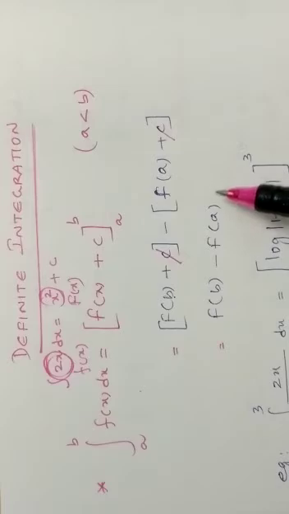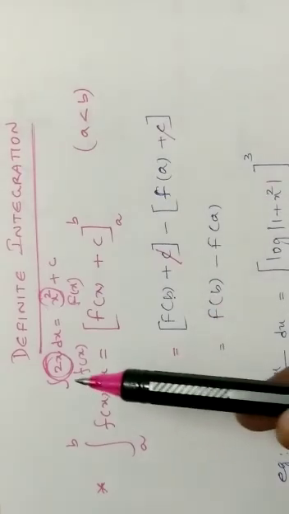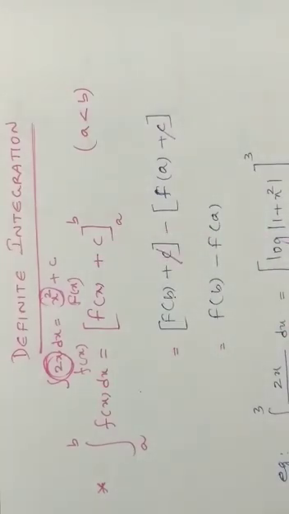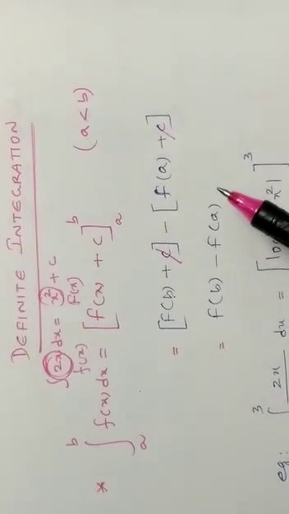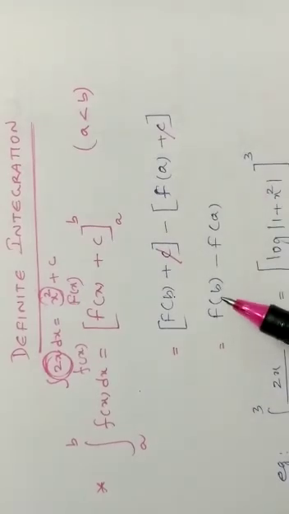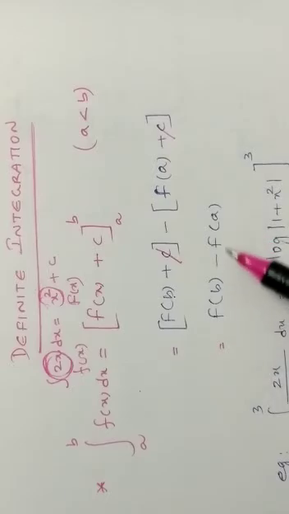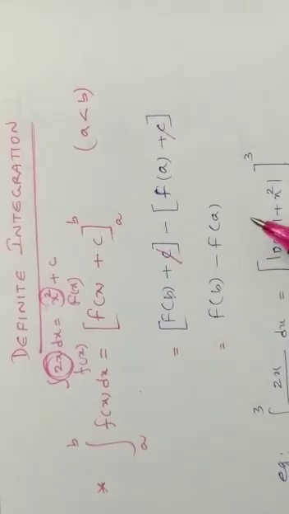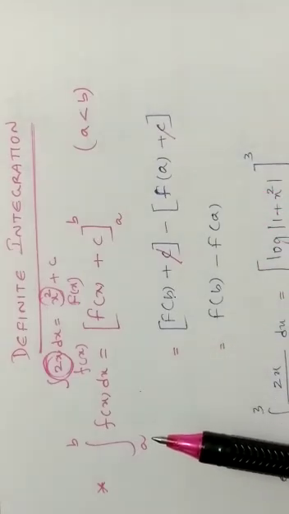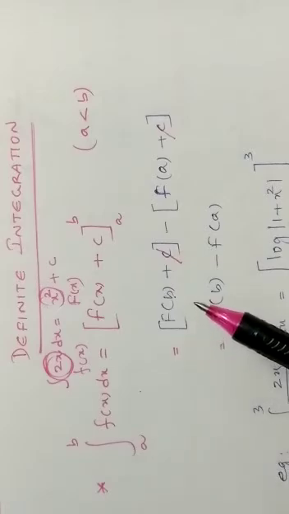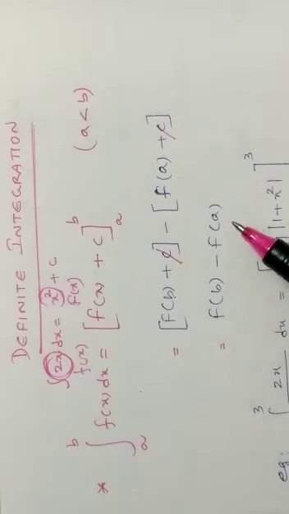In the answer, whenever you apply the limits, c gets cancelled. In the entire chapter of definite integration, in the answer you don't have a constant, you don't have plus c at the end. You will have only f of b minus f of a, which is a constant. You don't see a variable as the answer here. Soon after applying the limits, we get as a result f of b minus f of a.